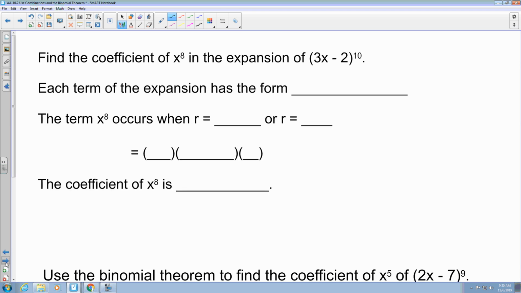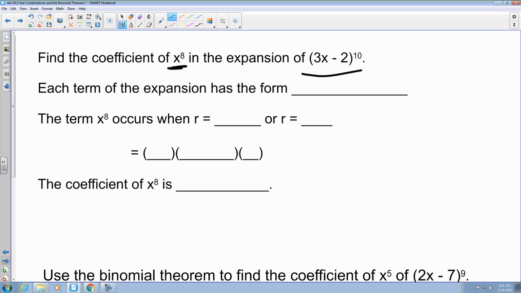The reason why we use these combination ideas is they're going to sometimes ask you for a coefficient for a particular power or a particular value. And so in this case, they want to find the coefficient that will be attached to x to the eighth with respect to this binomial 3x minus 2 raised to the 10th power.